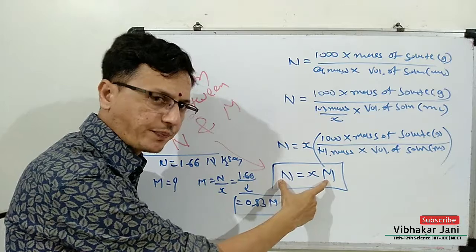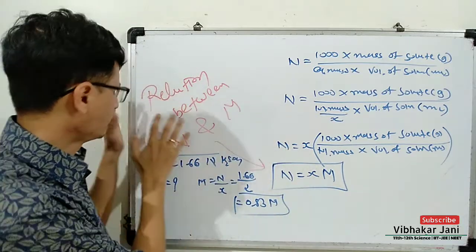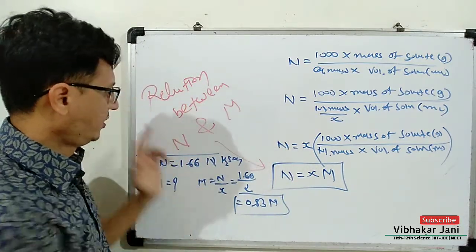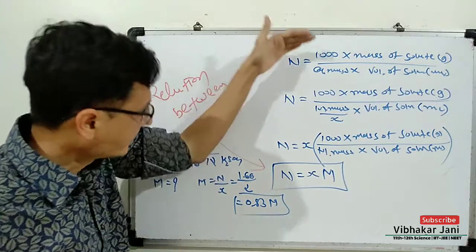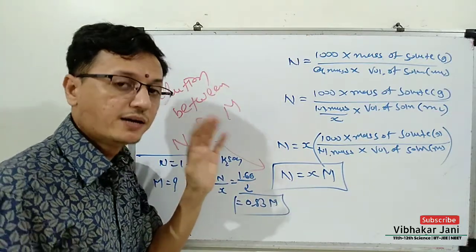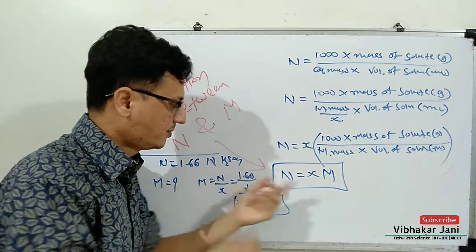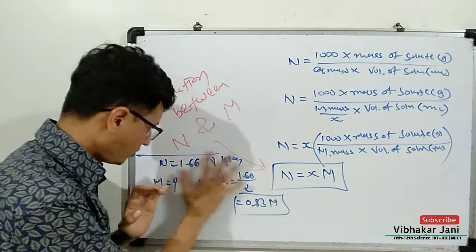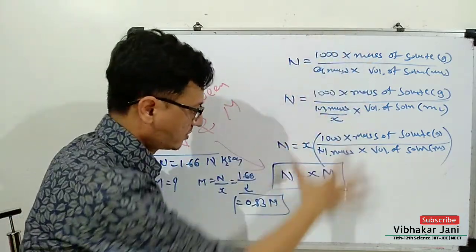So just write down this, make a title, relation between normality and molarity, then derive this formula, and we will take one or two examples about this also. There is no need to write this, only write down these formulas.